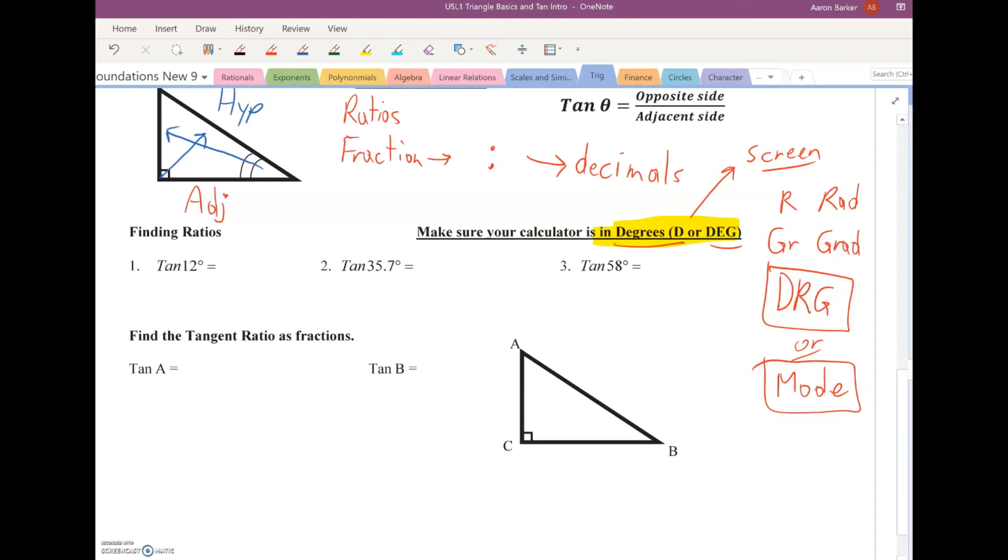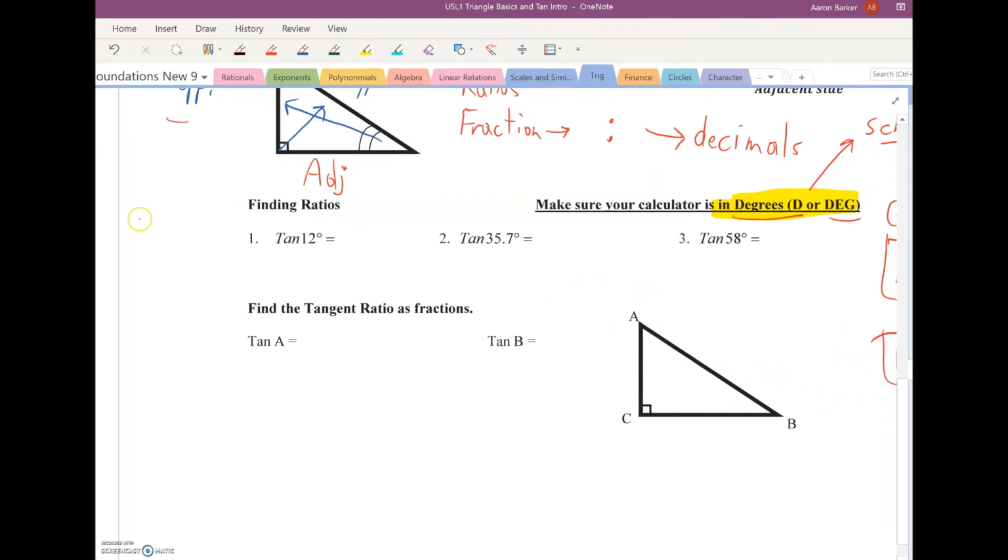For tan 12 degrees, it's really simple on your calculator. You have two types. You have the new one, which is my graphing calculator. For that one, if you press tangent, you will actually see the word on your screen. That's how you know you have a new calculator. If you don't see the word on the screen, then you have an old calculator. For the old one, there will be no words on your screen.